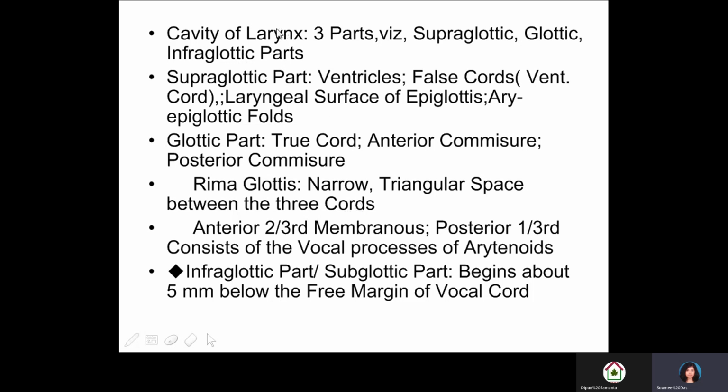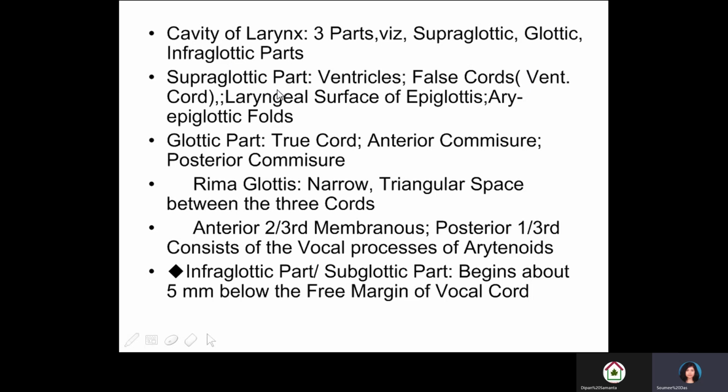Okay, so next we will see the cavity of the larynx. There are three parts of the cavity of the larynx. Number one is supraglottic, number two is glottic, and number three is infraglottic. See, glottic means what? Glottic means this one is related to the tongue. So supraglottic means above the tongue. Glottic means just near the tongue or related to the tongue. And infraglottic means below the tongue portion. Okay, so in this way we can clearly remember these three structures. Supraglottic, glottic, and infraglottic parts of the larynx.